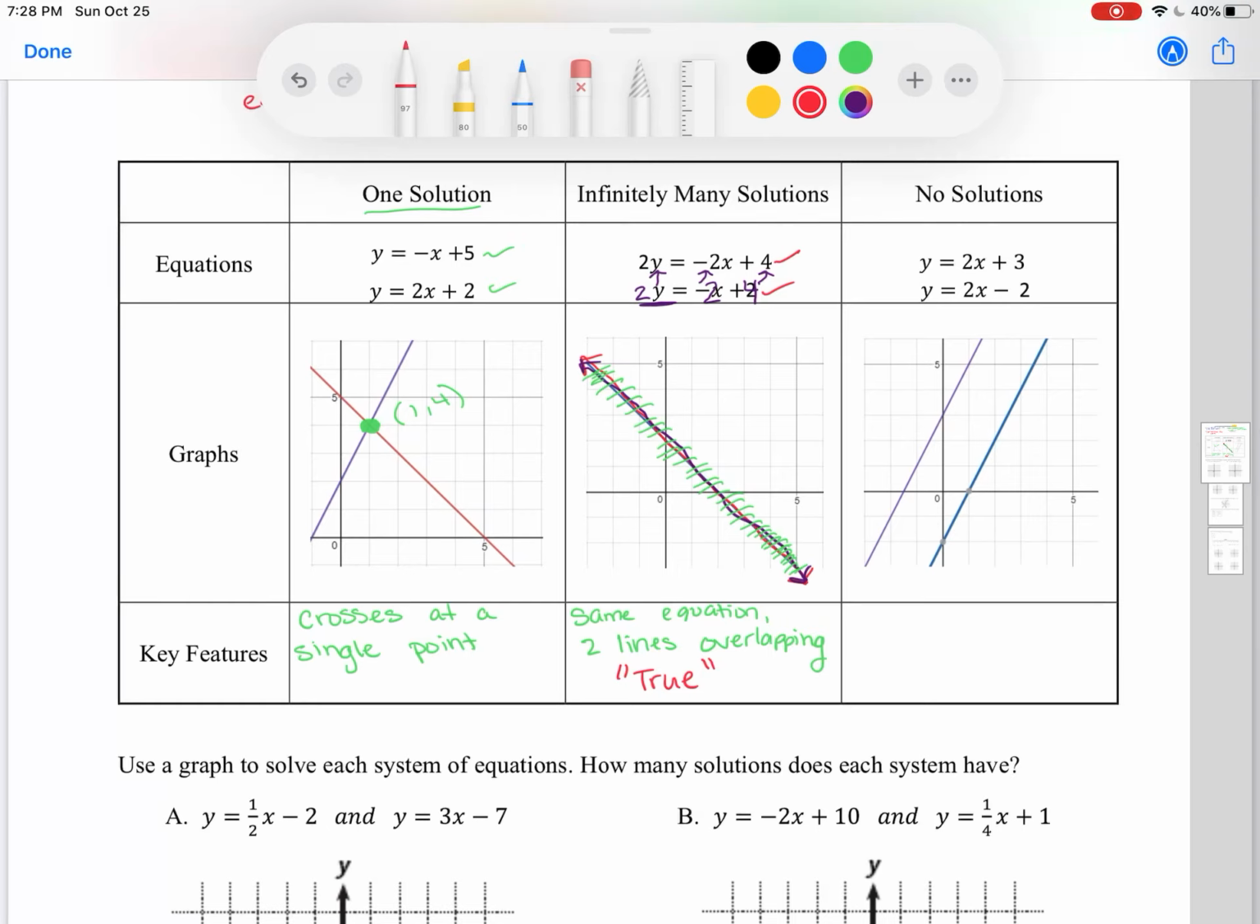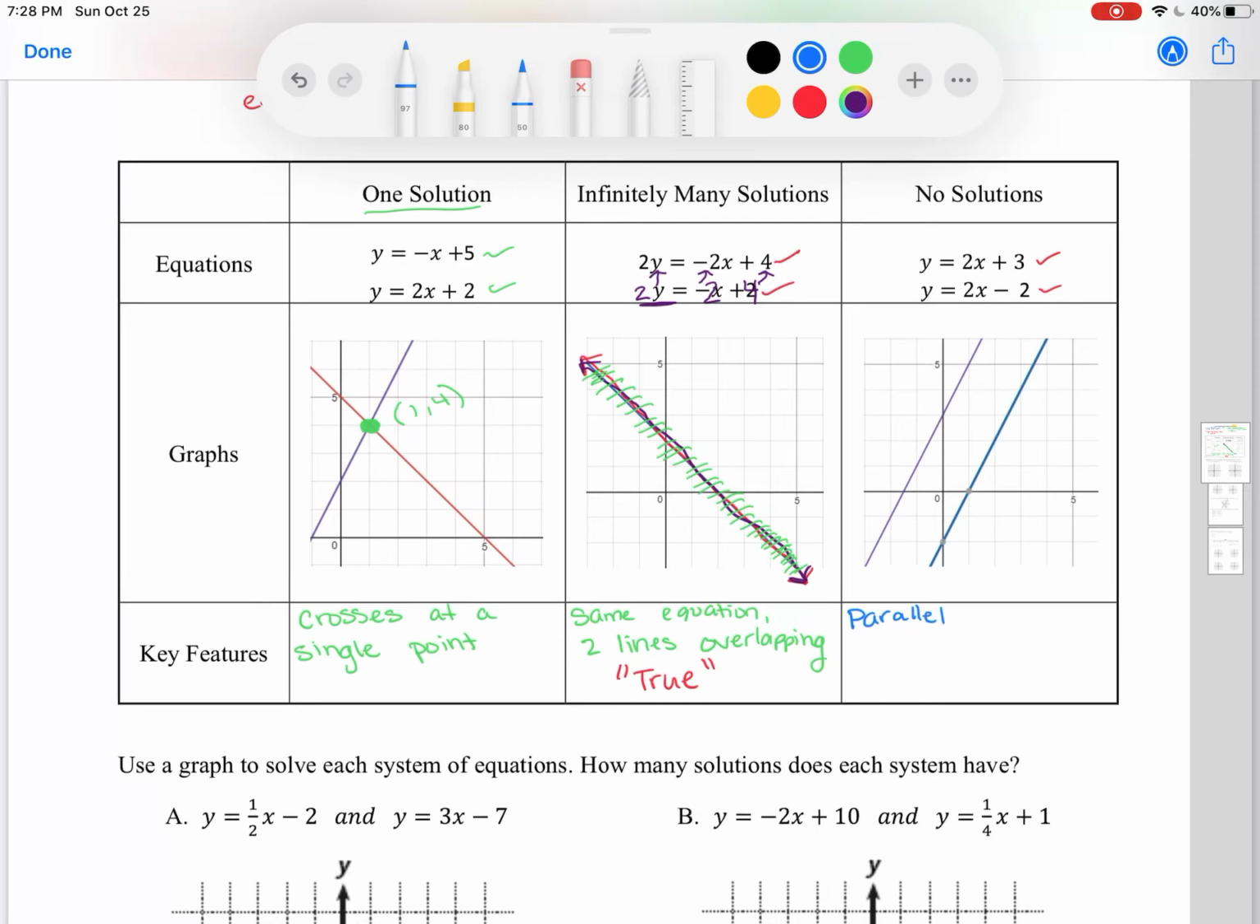Actually, I'm going to go back here. Remember here on key features, infinitely many solutions always comes out true. Okay, don't forget that little detail. And then for no solutions, I have, again, two lines that have been graphed for us.